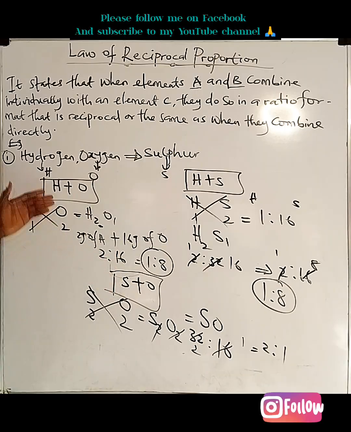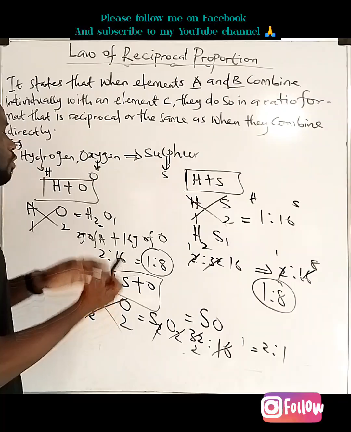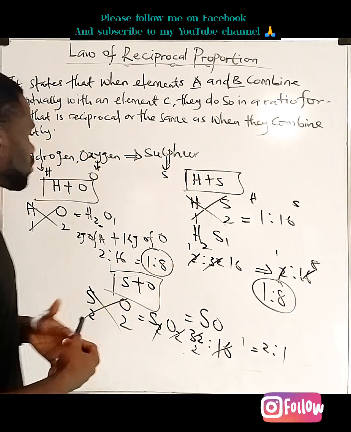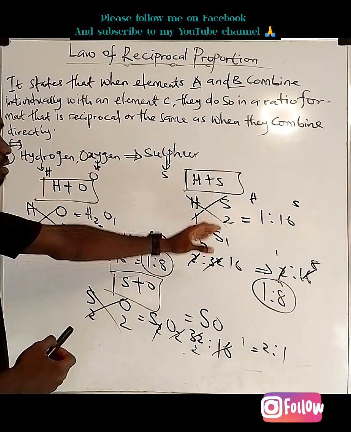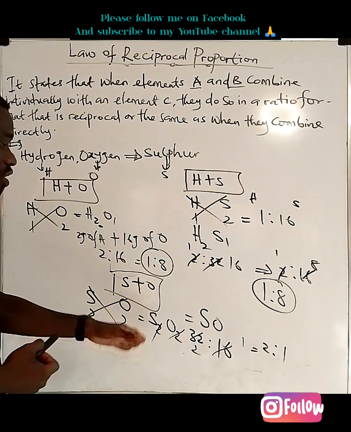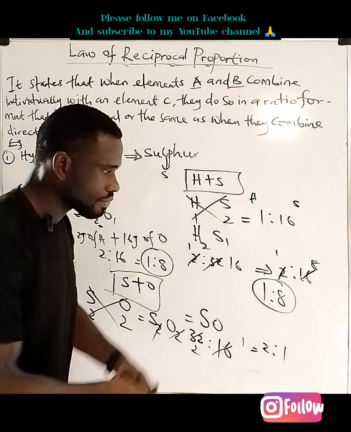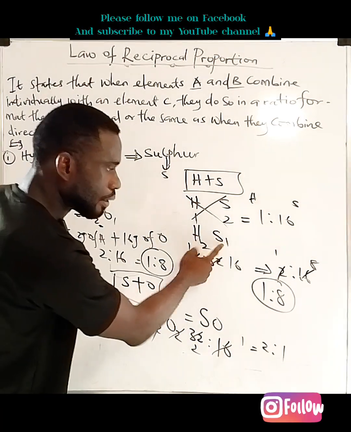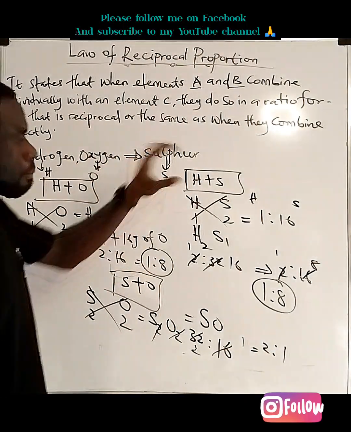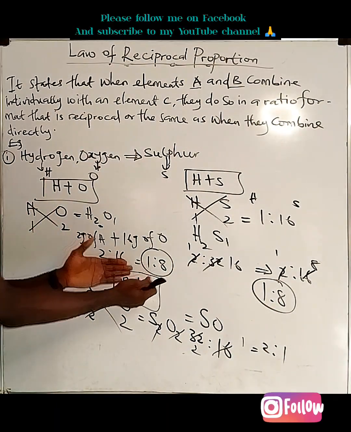It's the same thing as when hydrogen and oxygen combine directly. When hydrogen and oxygen combine directly, we're going to end up having 1:8 as the ratio of the masses. But when hydrogen combines separately with sulfur, as you can see, we got 1:16. And when sulfur combines separately with oxygen, we got 2:1. So by the time we compare the ratios, since hydrogen and oxygen combine individually with sulfur, we end up with 2:16, which is 1:8, which is the same thing as when they combine directly.